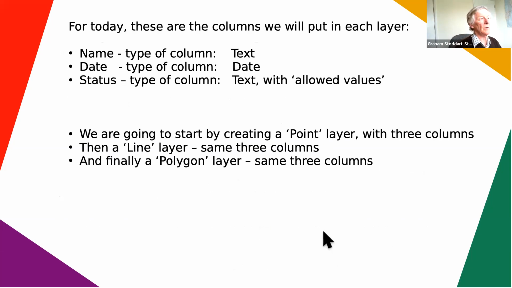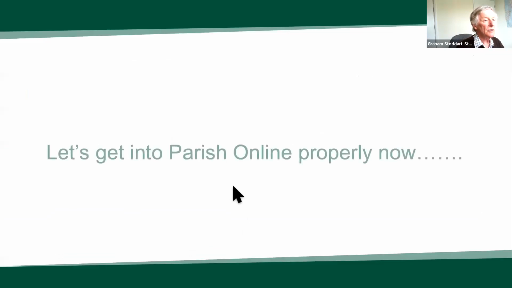So right now we're going to create these 3 columns for each of the layers that you're creating. The first one will be a point layer, then a line layer, and then finally a polygon layer. So this is where you start working.